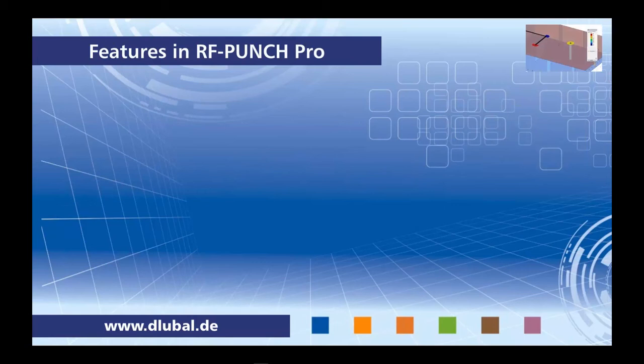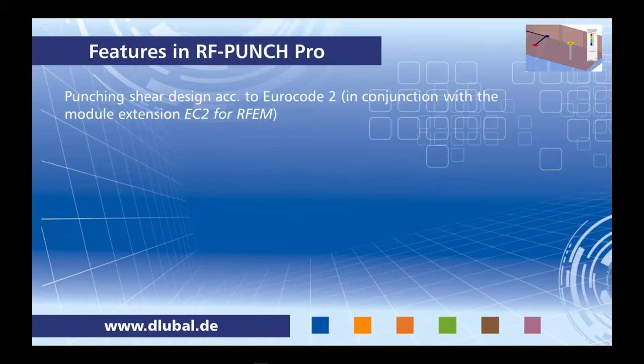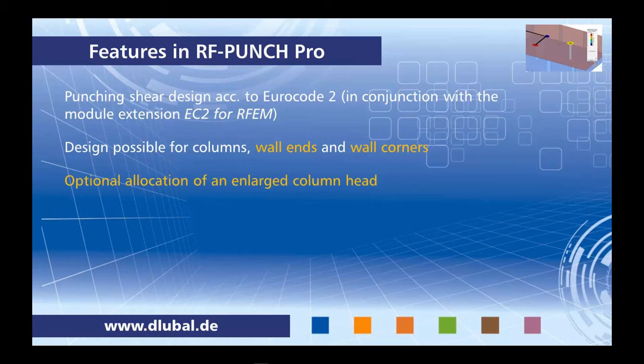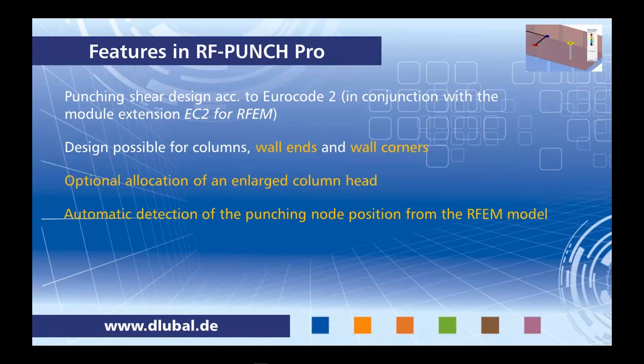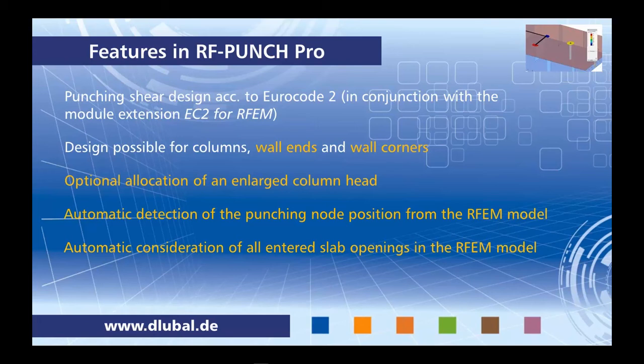Let's take a look at the features in RF Punch Pro. As in the old module RF Punch, the design is performed according to Eurocode 2 in RFEMu. As you can see in orange color, there are some new features in the new module RF Punch Pro. Now the design is possible not only for columns, but also for wall ends and wall corners. You can define a large column head, punching nodes are detected automatically, and openings are automatically considered in RFEMu. Now I want to change my screen to my colleague Moritz, who will show you a live demo of the new module.